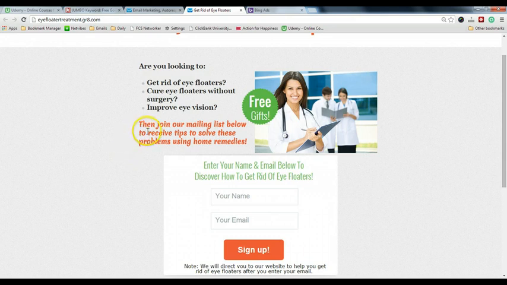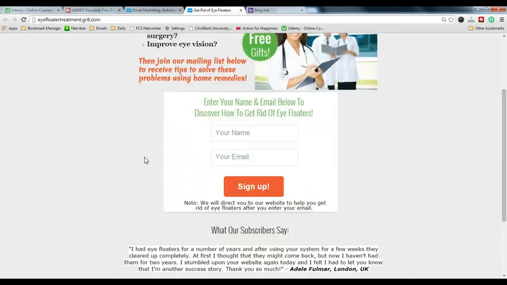Another important element is over here: you must tell them to join your mailing list. This is important because when they sign up, they must know what they are signing up for. If they know it's a mailing list, they will be expecting email from you. Then, by entering your name and email below to discover the benefit statement, include the name, include the email here, and the sign up button.